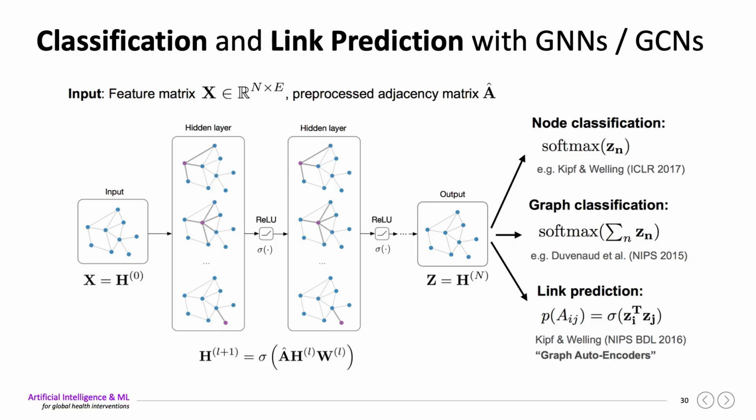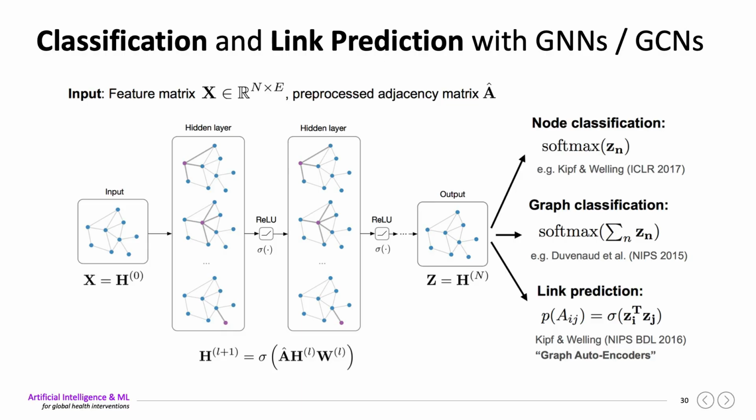Graph classification applies a softmax to the sum over all node embeddings. That summation is the readout, or pooling step that collapses a variable size graph into one fixed vector. Following Duvenaud and colleagues, NIPS 2015. Link prediction estimates the probability of an edge between nodes i and j as sigma of z_i transpose times z_j, essentially asking whether 2 node embeddings are compatible. Following Kipf and Welling's graph autoencoders, NIPS Bayesian Deep Learning 2016.